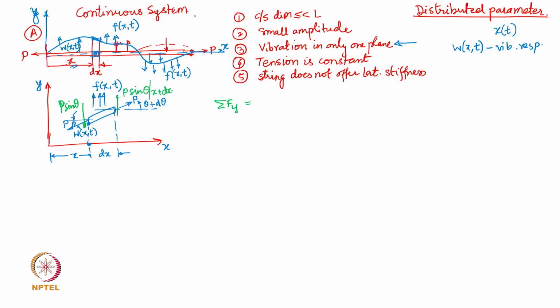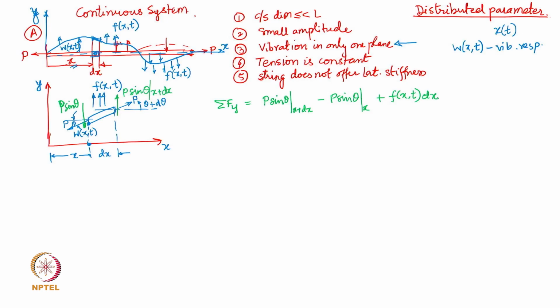Okay, so these are the two forces which are acting. Now the net force is going to be how much? P sine theta at x plus dx minus P sine theta, this is the force at x, plus f of x comma t, that is the external force acting on the string, times dx, because that is going to be the total force in the small elemental length dx.